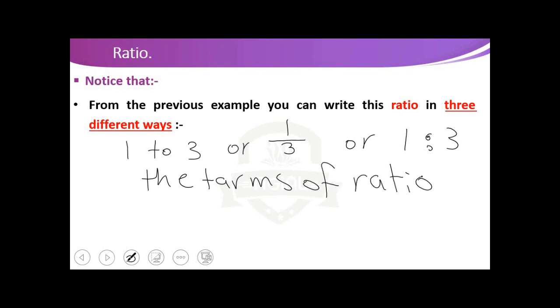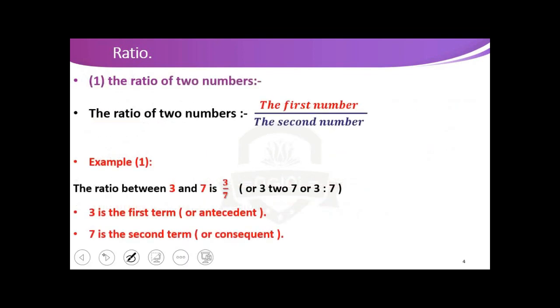The order of terms in a ratio is very important. So 1 to 3 is not equal to 3 to 1. So the order of terms in a ratio is very important.